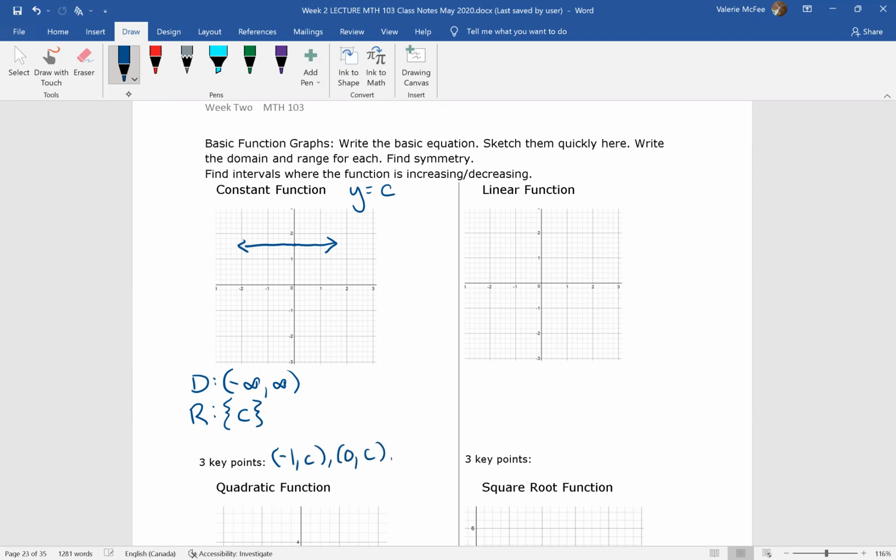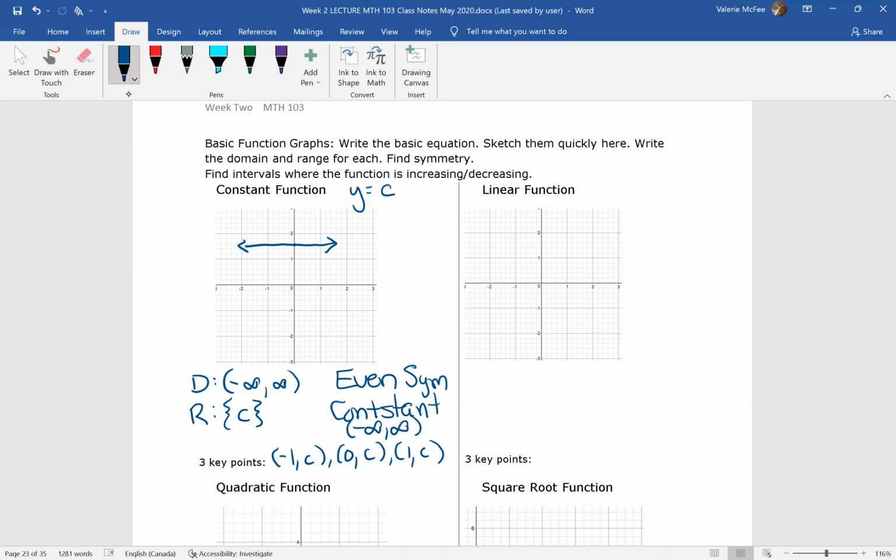0, and 1 for our key points. That doesn't always work for all graphs, but I'd like you to, oh, and then we're supposed to say the intervals where the function is increasing or decreasing. Find the symmetry. Well, we see that this one is reflecting across the y-axis, so it has even symmetry. And increasing, decreasing, nope, it's a constant function. So, it's constant over the entire function from -∞ to +∞.